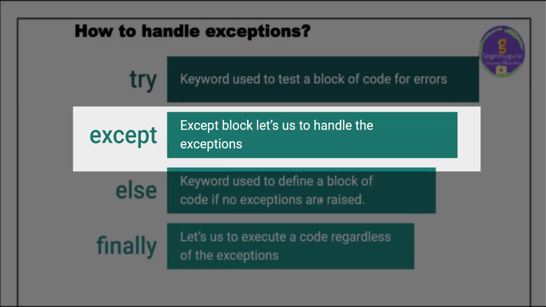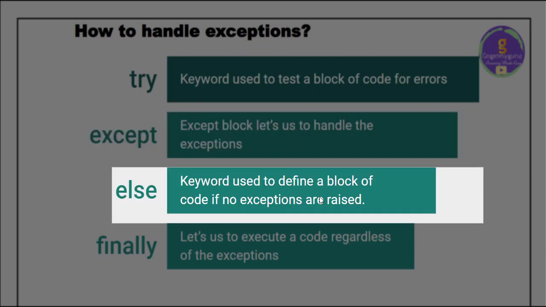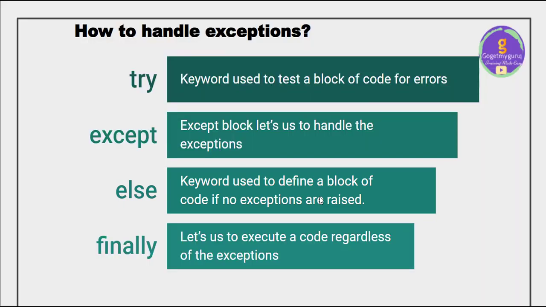This block allows us to handle the exceptions. That means whenever any exception is raised, the block of code for what you have to do is kept in the except block. Else block comes into picture whenever there is no exception raised. That means it is a keyword used to define a block of code if no exception is raised. So you are putting your code in the try block. If an exception is raised, control moves to the except block. If an exception is not raised, control moves to the else block.